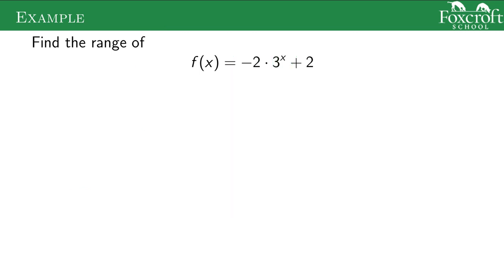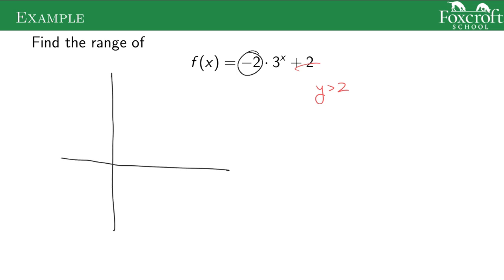And the next one is negative 2 times 3 to the x plus 2. This negative 2 is actually going to change stuff. Your first guess might be that our answer is y is bigger than 2, because there's a 2 there. But when we have a negative in front of our function, it's going to take our original 3 to the x graph, like that, and the negative is going to make all these values negative. So it's going to flip this graph, and now it's going to look like that. Negatives flip your graph.